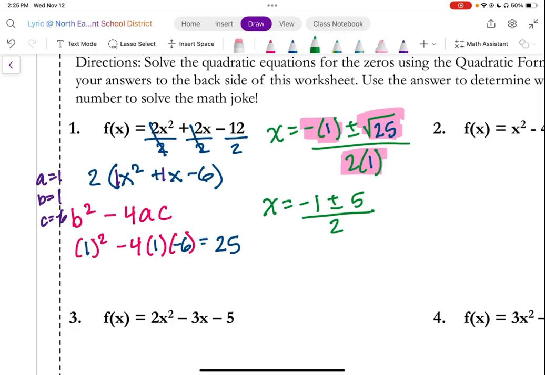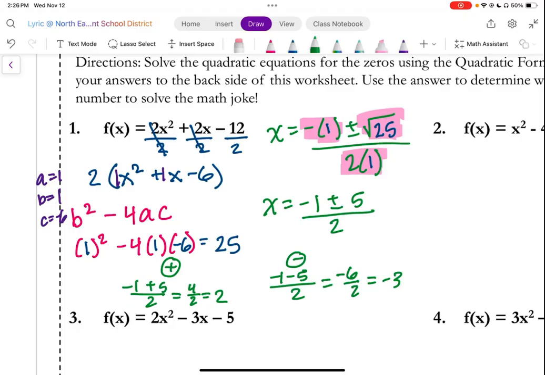Now, this can be calculated in two ways. We can calculate the -1 plus 5 over 2 and -1 minus 5 over 2. So let's do our positive and negative solution. Positive solution is going to be -1 plus 5 over 2. And our negative solution is going to be -1 minus 5 over 2. So for the positive, -1 plus 5 is 4 over 2 leaves us with 2. And for the negative, we have -6 over 2, which is -3. So in this case, our two solutions are -3 and +2.